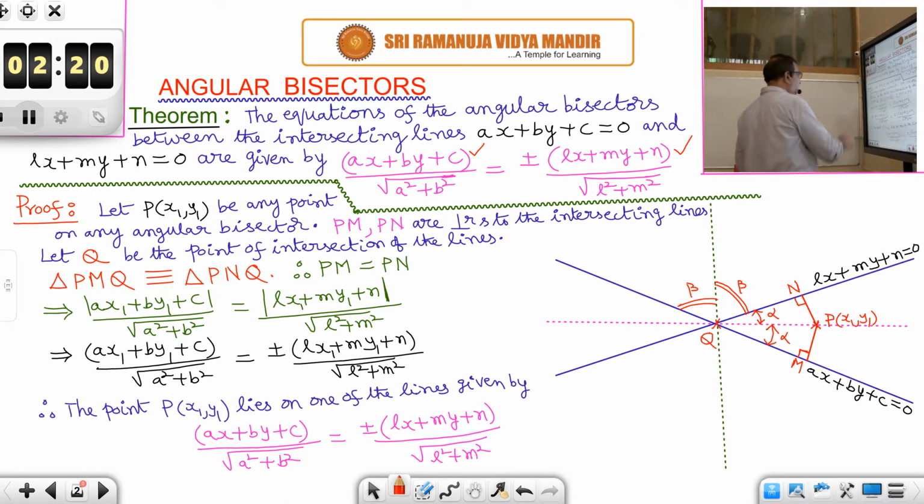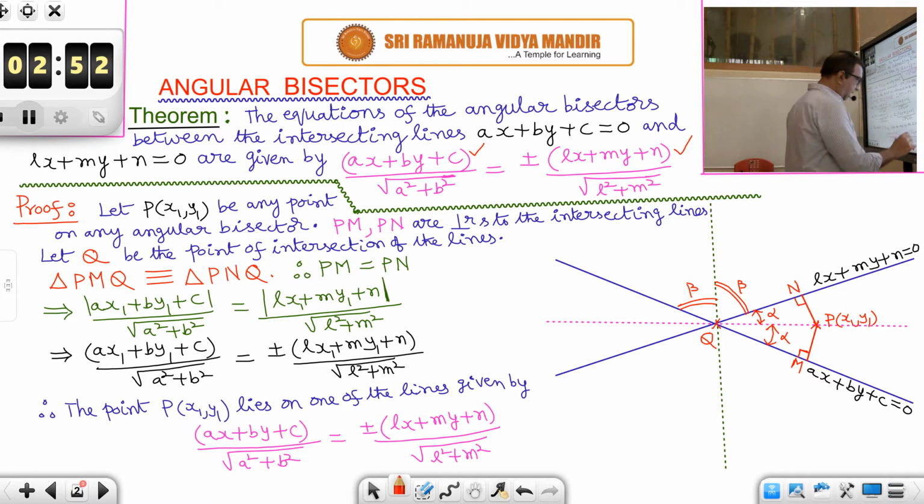I am giving the proof also to this. Please refer to the diagram. In the diagram, the lines lx plus my plus n equal to 0 and ax plus by plus c equal to 0 are shown by blue lines. They are in blue color. Their point of intersection is Q. So the angular bisectors are shown by dotted lines.